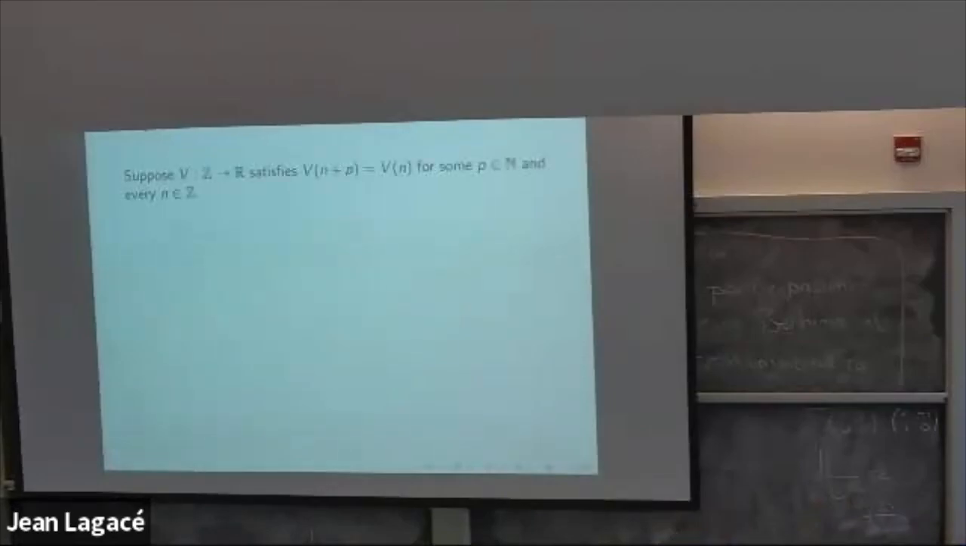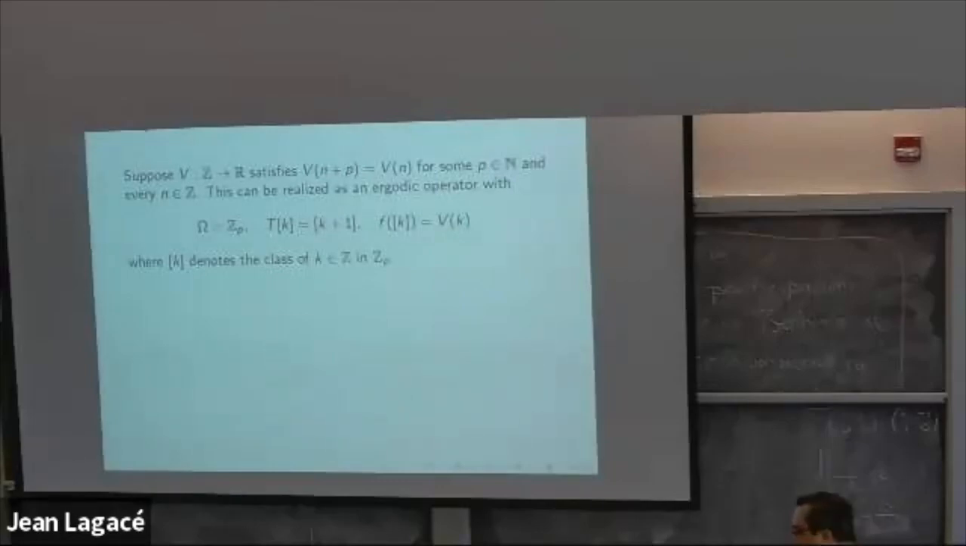Okay, so this here says periodic potentials, example 1. So periodic potentials, remember we're in one space dimension. Those are maps from Z to R, where for some natural number P, shifting n by P doesn't change the values. So this is a P-periodic potential. A P-periodic potential fits into our framework for suitable choices of omega and T.